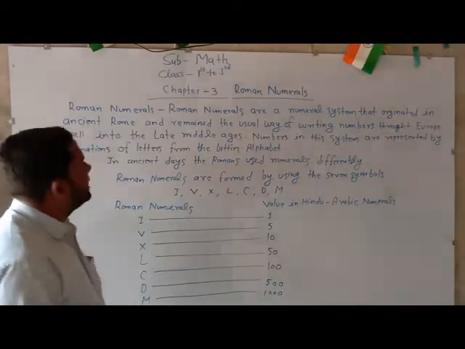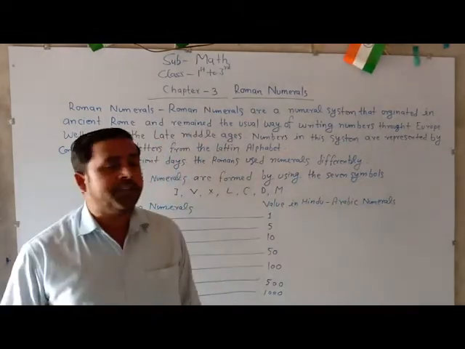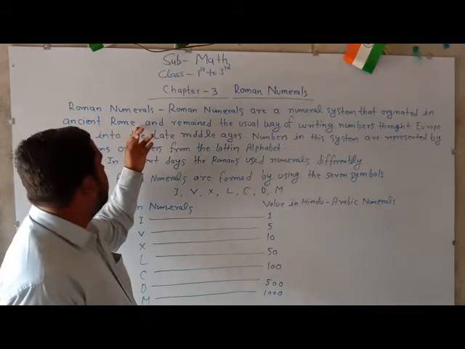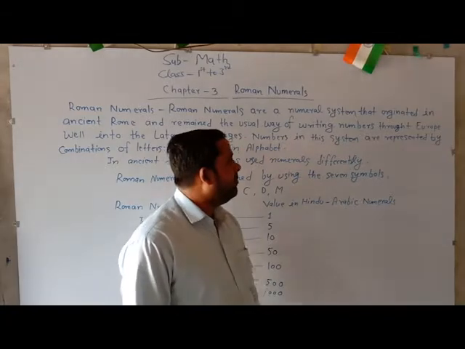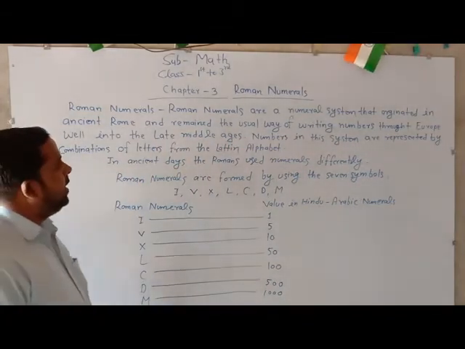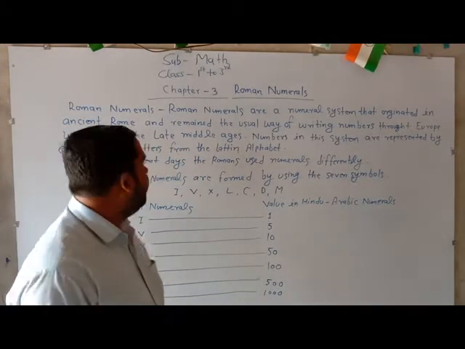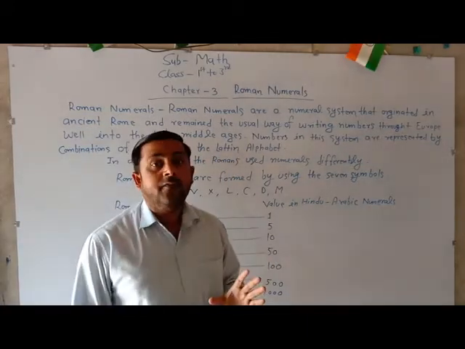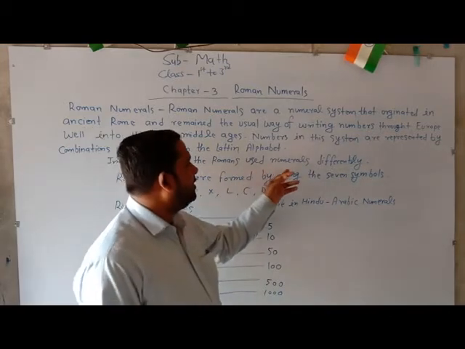Roman numerals are a numeral system that originated in ancient Rome. It remained the usual way of writing numbers throughout Europe well into the late Middle Ages. Numbers in this system are represented by combinations of letters from the Latin alphabet. In ancient days, the Romans used numerals differently.